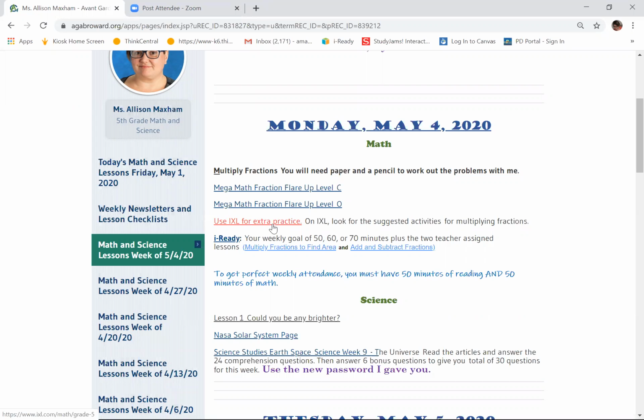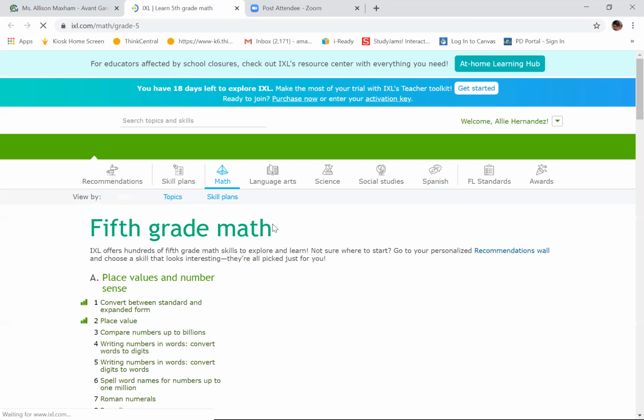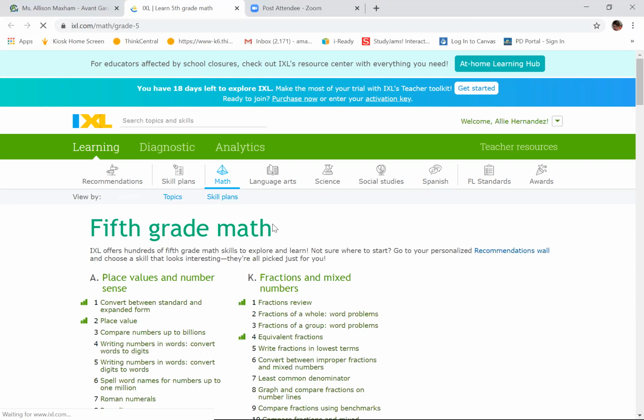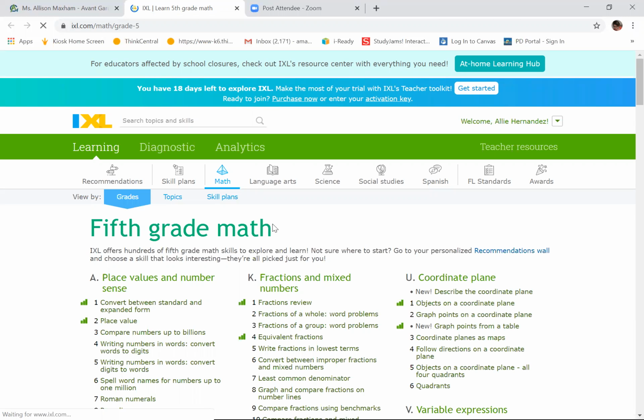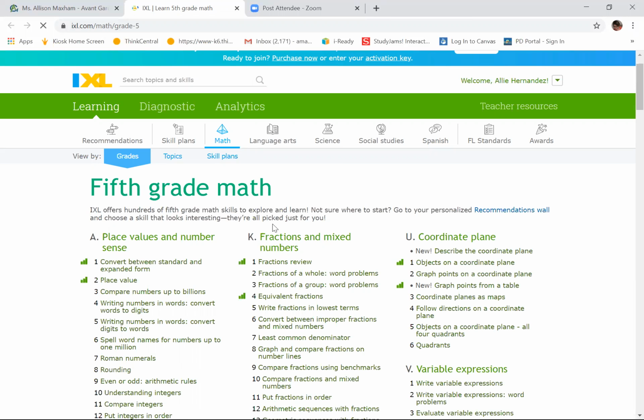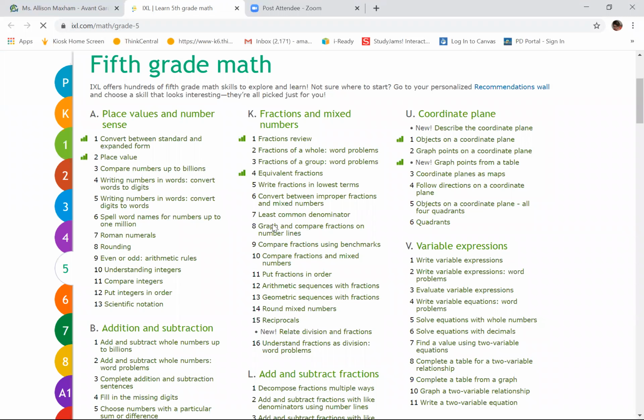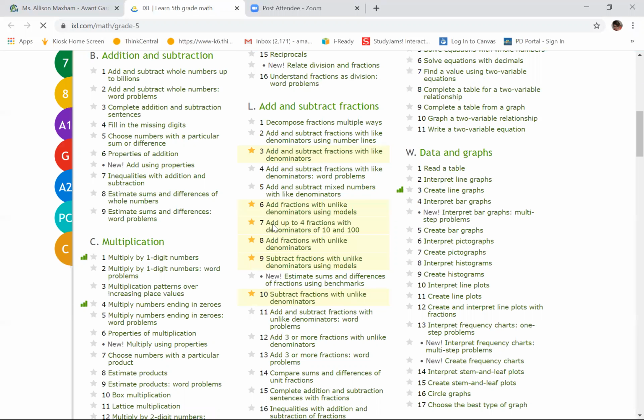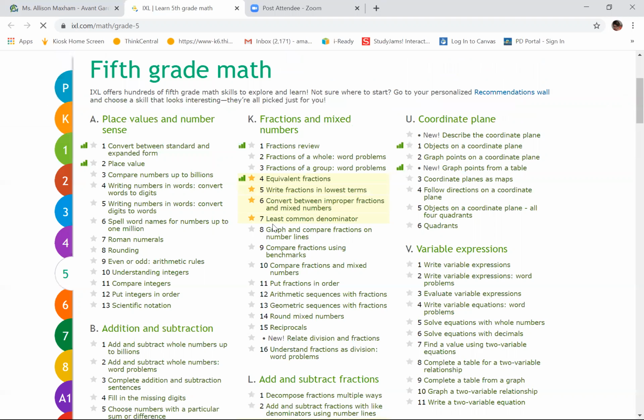IXL for some extra practice. Now I did something different this week. When you sign into IXL, what I gave you was a suggested activity. So I suggested all the activities that we're working on. And for today, there are some really fun ones. Where are we? I don't remember. Here, add and subtract fractions. Nope, we are multiplying fractions.